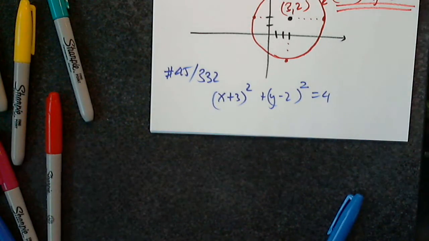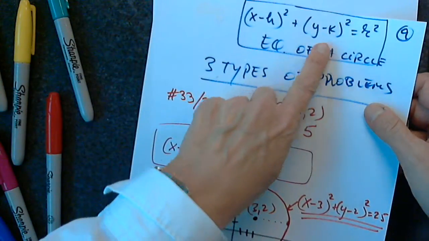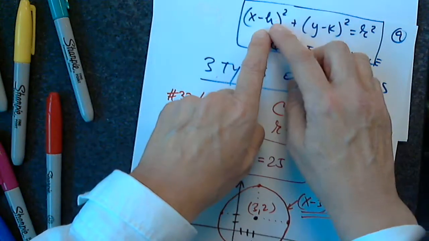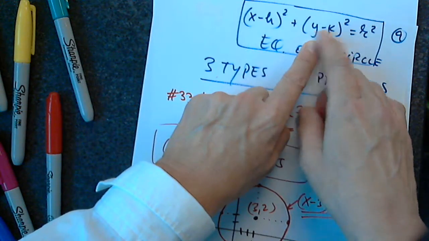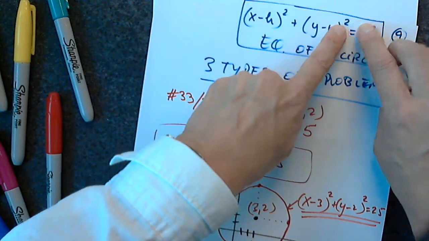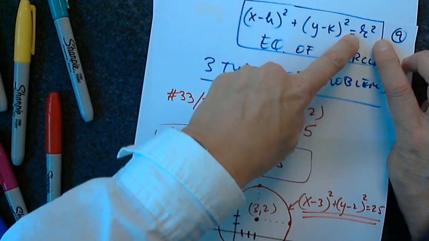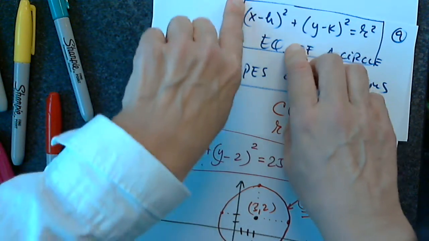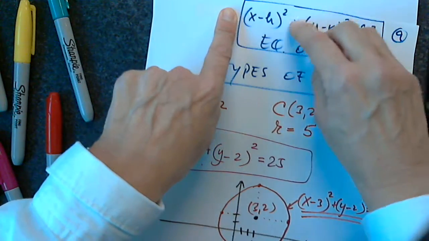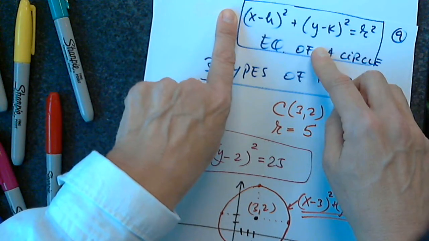Yes. Why? Because it resembles this: x minus a number squared or plus a number squared, plus y plus or minus a number squared, equals a positive number. If it looks like this, it must be a circle. Notice that there is 1 in front of this and 1 in front of this. If I change it into 2, that's not the equation of a circle.